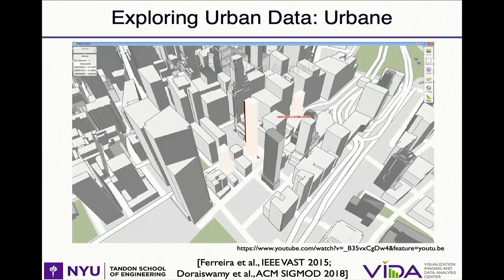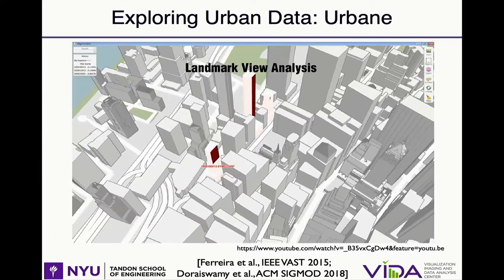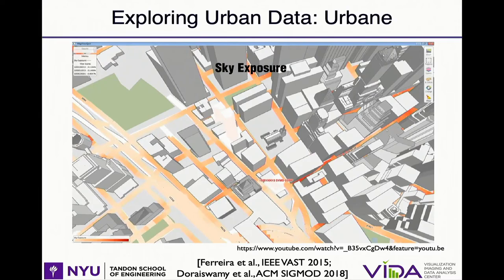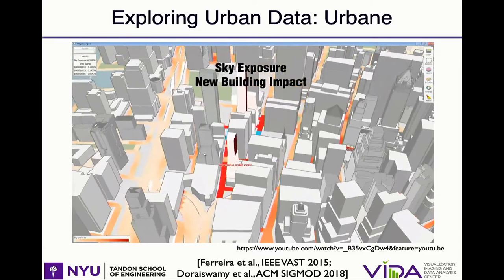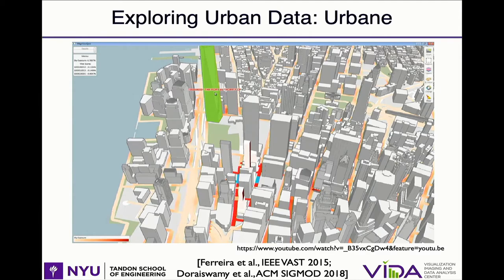Once buildings are generated, Urbane can compute derived 3D attributes from the data in buildings. This includes the view from buildings to selected landmarks, the impact of buildings on sky exposure at the street level, and the impact of the buildings on the views of the existing context. This analysis can be used to evaluate the trade-offs between the value of a new development and its impact on the character of the neighborhood. This can facilitate the design and development process between architects, developers, and city planners.